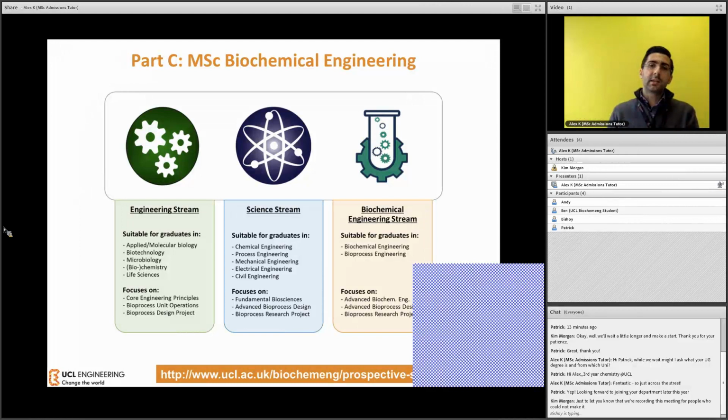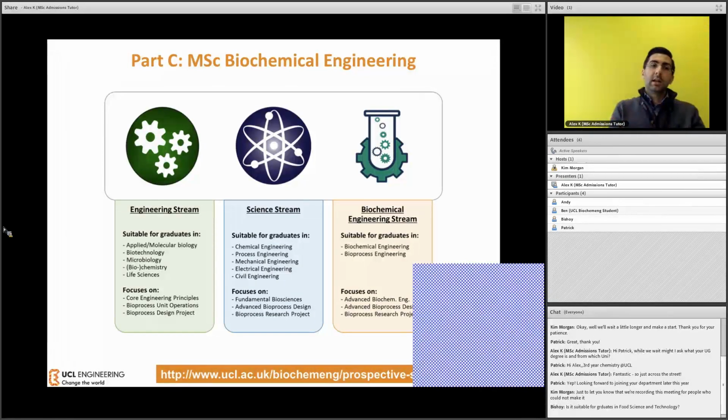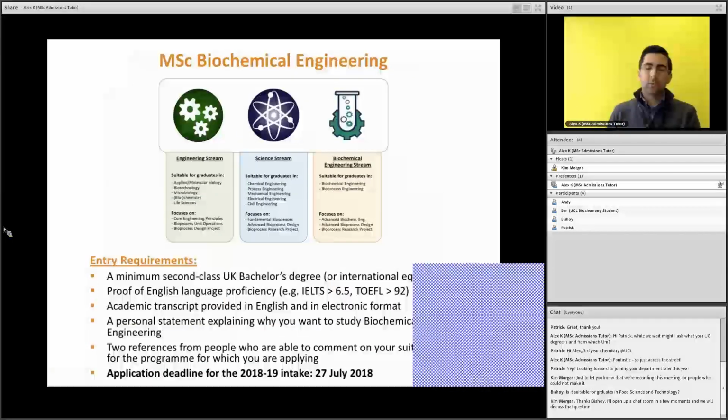We then have the science stream. That's generally suitable for engineers, process engineers, chemical engineers, or engineers from other disciplines. They have the fundamentals in engineering through their undergraduate degree. So we introduce the biology and how that biology affects and has an impact on the engineering and the design process. And finally, we have the biochemical engineering stream, which is suitable for candidates with an undergraduate degree in biotechnology, bioprocessing, or biochemical engineering.